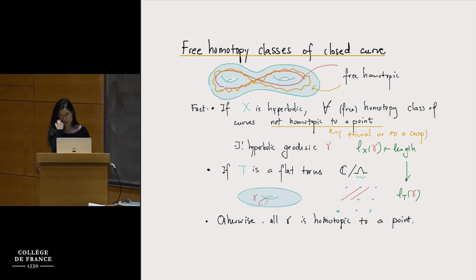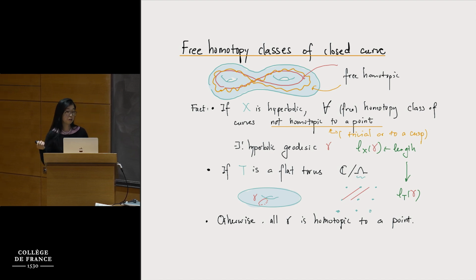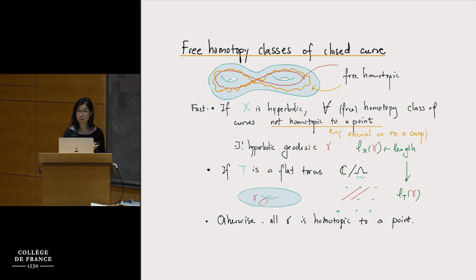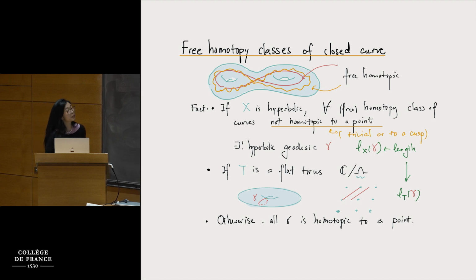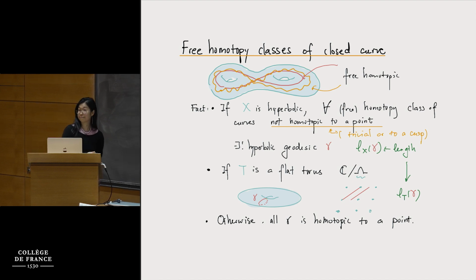In all the other cases, meaning the sphere minus 1 point, sphere minus 2 points, you can see there's no curve that's not homotopic to a point. And so we only care about these 2 cases, complete hyperbolic or a flat torus.